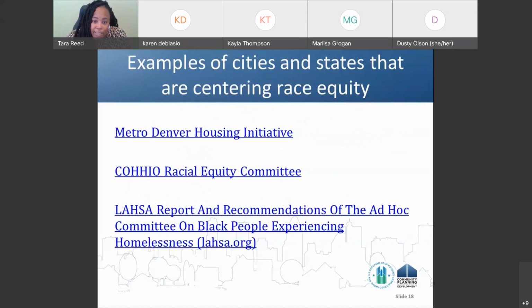Here we have also included links to communities that have centered race equity in their work. All of these agencies and communities have created task forces and initiatives and work plans to address disproportionate overrepresentation of different populations within their homeless response systems. The communities that we are sharing here are Metro Denver Homeless Initiative, Cohio, and LAHSA, which is the Los Angeles Continuum of Care.